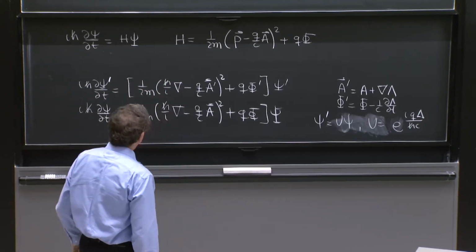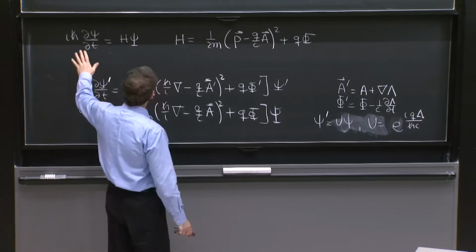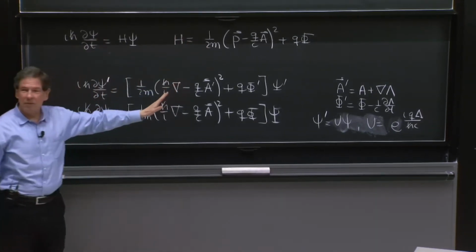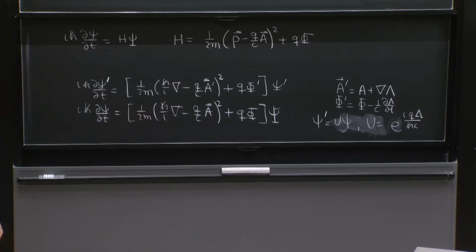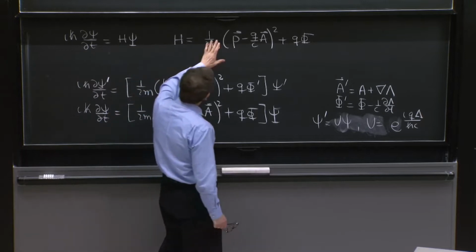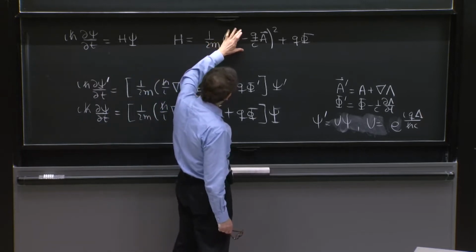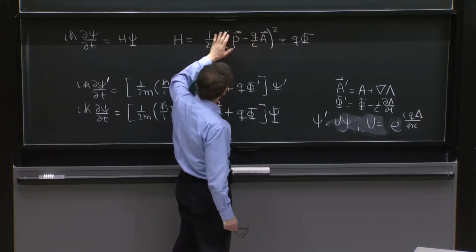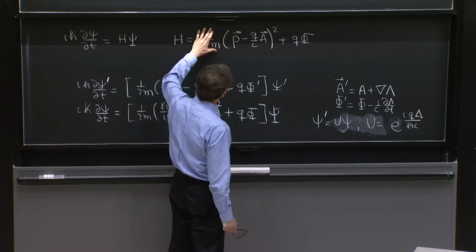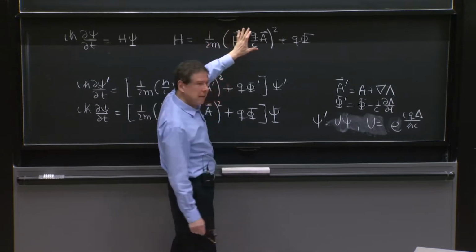So now our task is to understand how this is compatible and what are the implications of these changes. They're pretty significant changes. This expression, p minus q over c A, is what used to be just p, and that used to be just the kinetic energy, and now looks a little more strange, in fact.